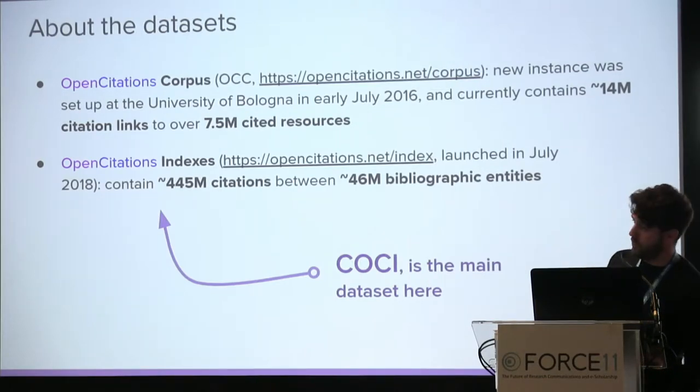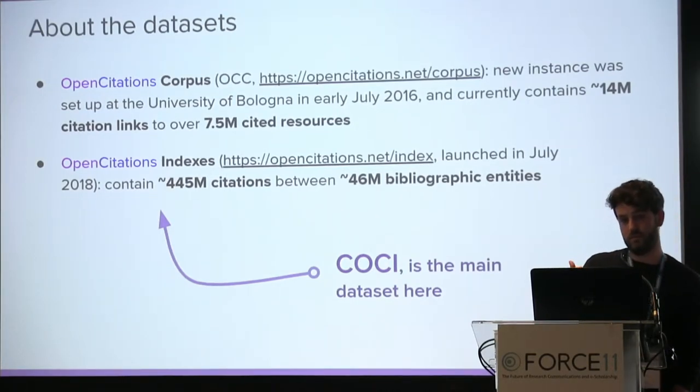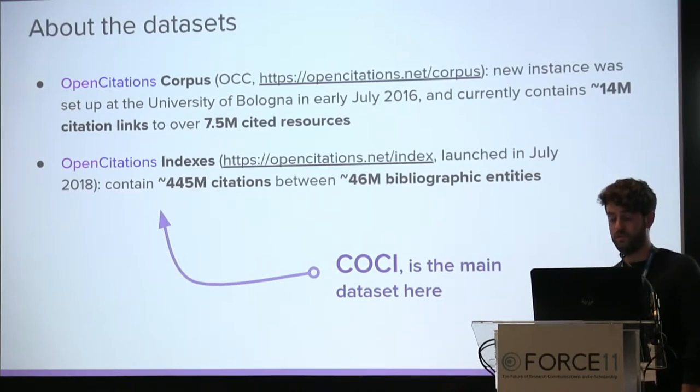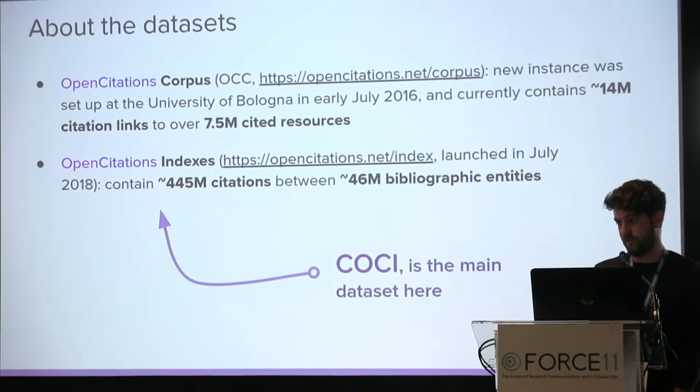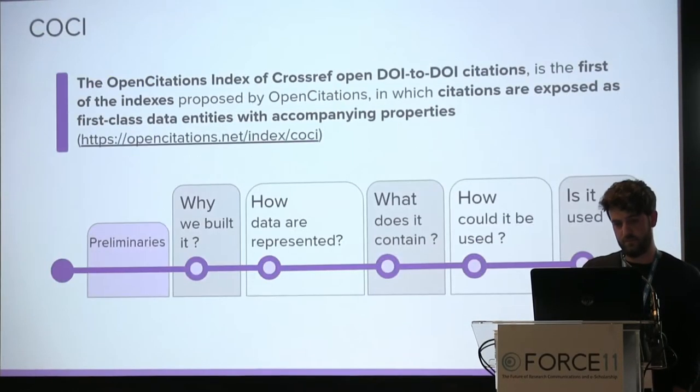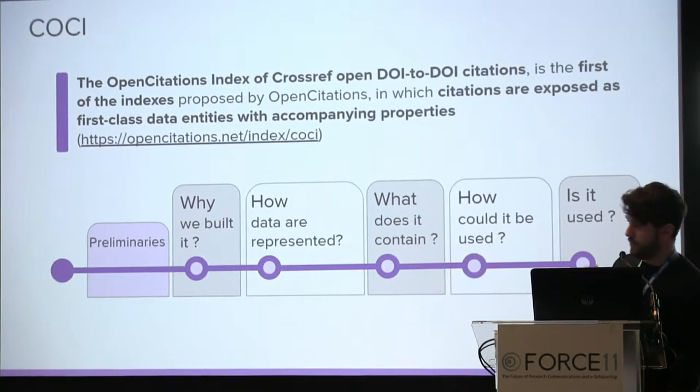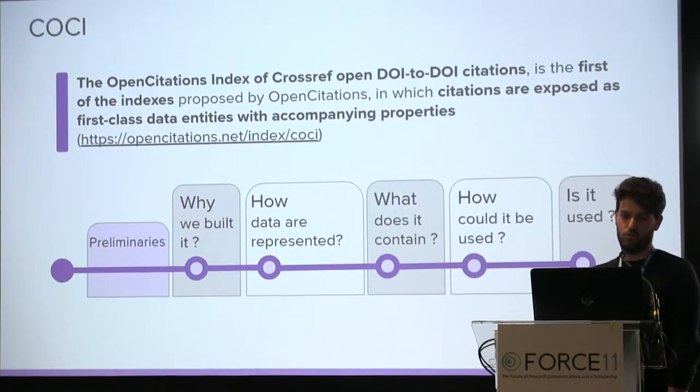The COCI, which I'm presenting today, is the main part of the Open Citation indexes. Here we are talking about 445 million citations taken from 46 million bibliographic entities, which are all taken from the Crossref repositories. So through this presentation, I will go through these steps. First of all, what is COCI?